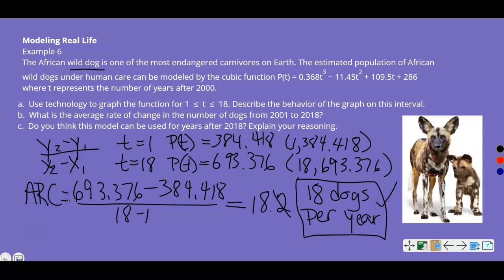And then it says, do you think this model can be used for years after 2018? All right, so I kind of already explained that. For the short term, if you're only looking at it for like the 18 or 20 years, it could be considered a reasonable model. But since the end behavior continues in a positive direction without bound, that means that the growth, unlimited growth, is not reasonable.